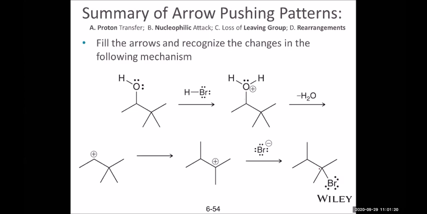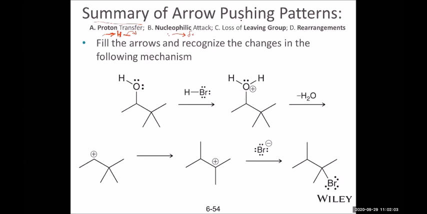And as a summary, we learned about those 4 different arrow movements. Proton transfer is one we studied before. It is an arrow toward the hydrogen, and the hydrogen bond moves. That's the proton transfer. Nucleophilic attack is when a lone pair attacks some partial positive charge. That's a nucleophilic attack, typically only one arrow.